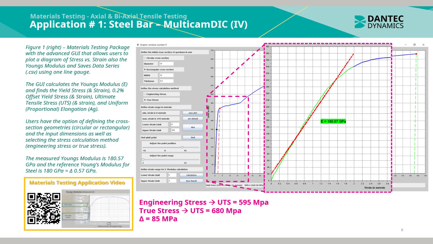The measured Young's modulus is 180.57 gigapascals, and the reference Young's modulus for steel is 180 gigapascals. The engineering stress was 595 megapascals, but the true stress was 680 megapascals.